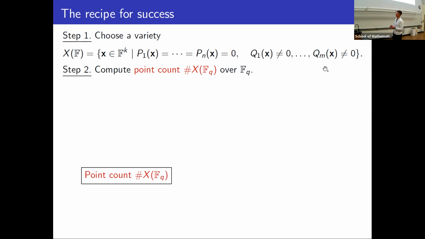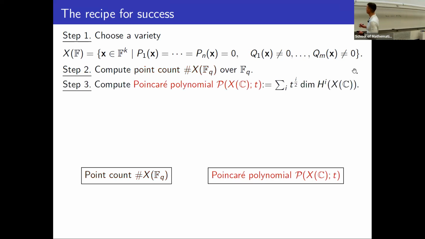Let me draw this commutative diagram on the blackboard. On the left, you have the point count over F_q. That's one thing you can compute. Another field you can choose is the field of complex numbers.